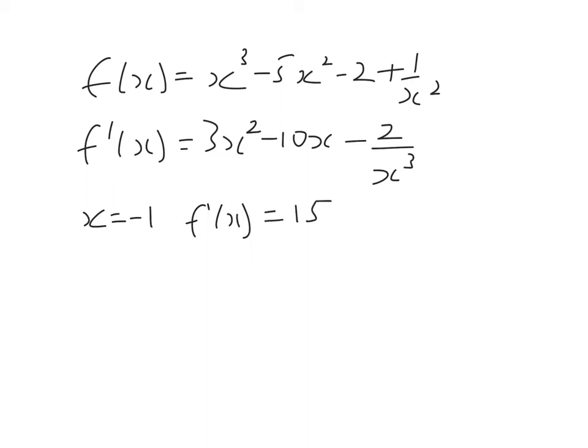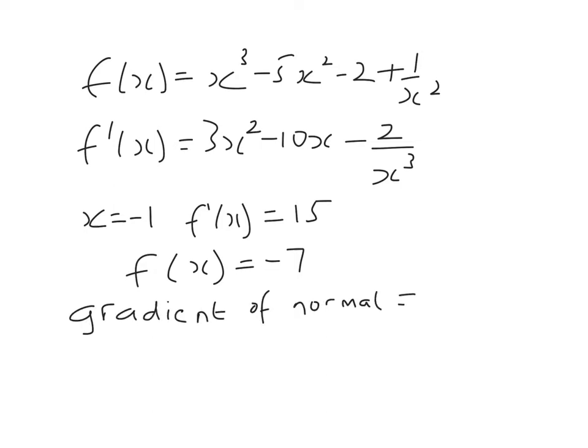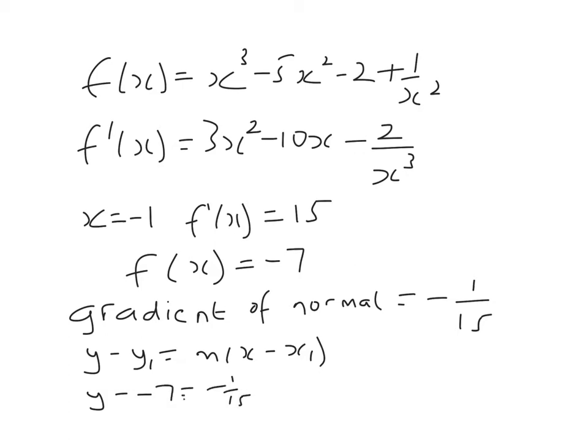And the y value, the f of x, if you put in minus 1, you get minus 7. So the gradient of the normal is the negative reciprocal, which is minus 1/15. So using y minus y dashed equals m times x minus x dashed, you get y minus minus 7 is minus 1/15, that's an equal sign there, x minus minus 1.